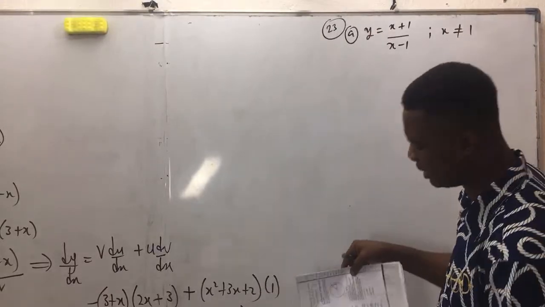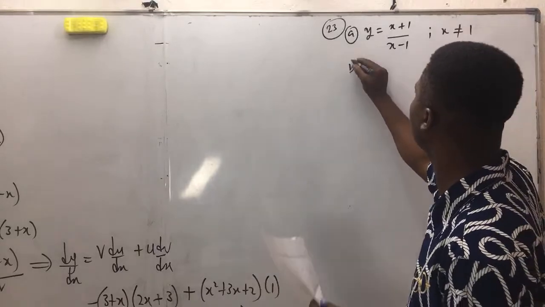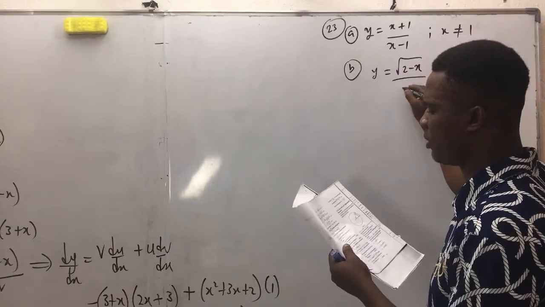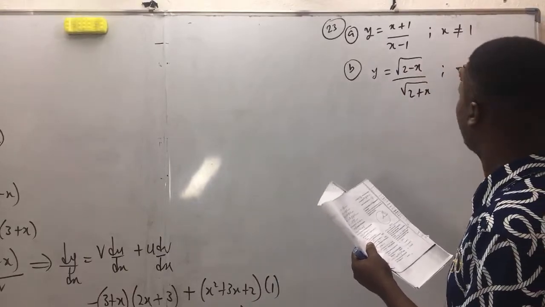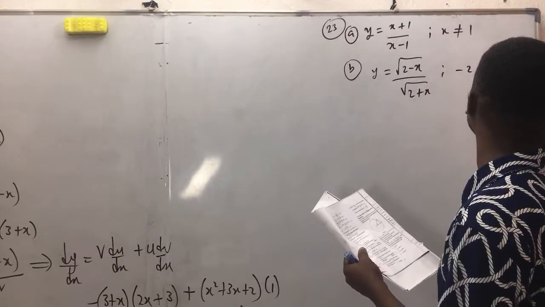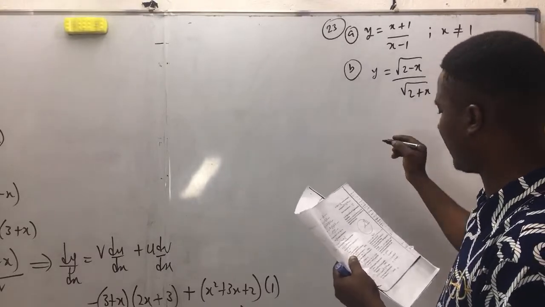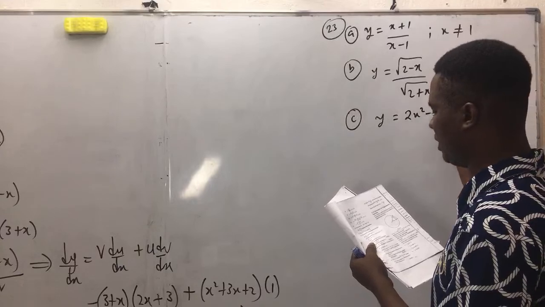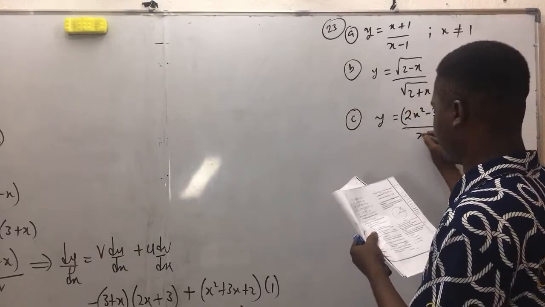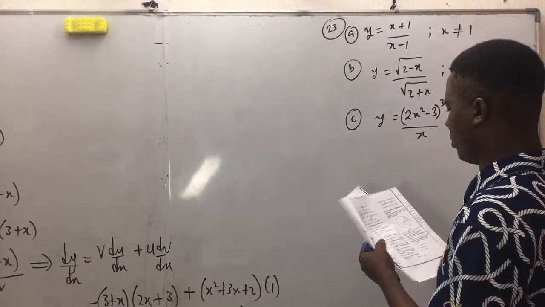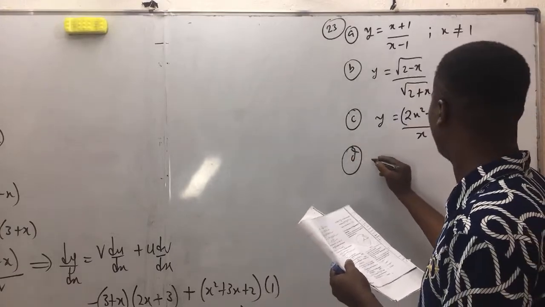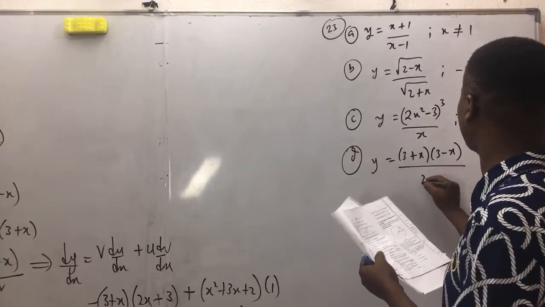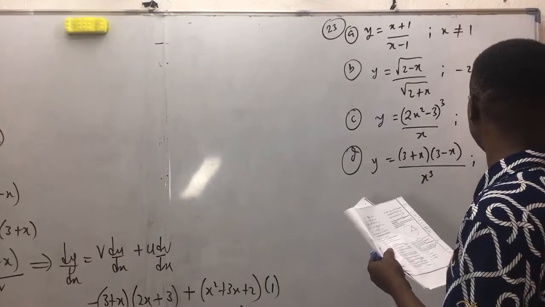So we have 23B, we are asked to differentiate y equals the square root of 2 minus x all over the square root of 2 plus x for x lying between minus 2 and 2. We are asked to differentiate C, y equals (2x squared minus 3) all raised to the power 3 over x, x not equal to 0. We are asked to differentiate D, y equals (3 plus x)(3 minus x) all over x cubed, where x again is not equal to 0.